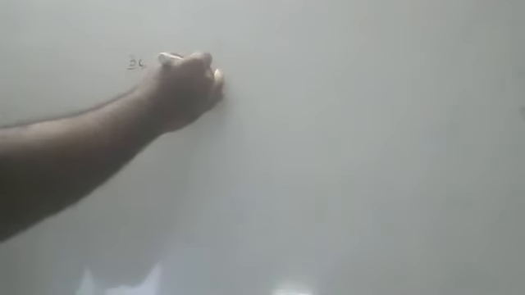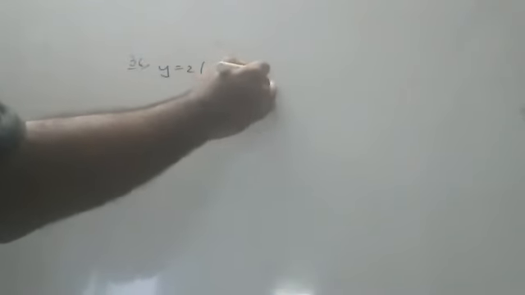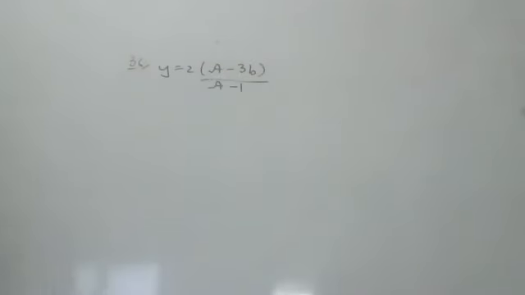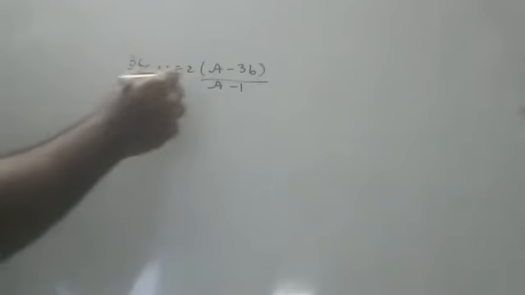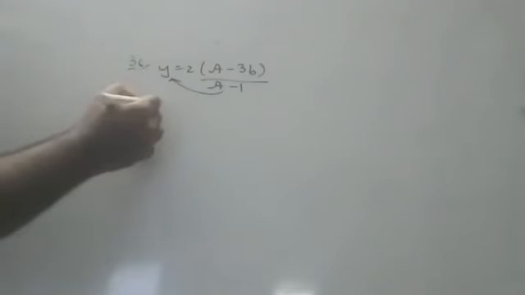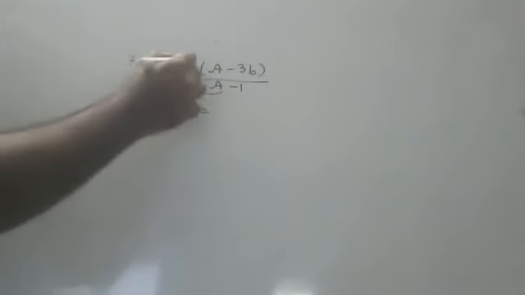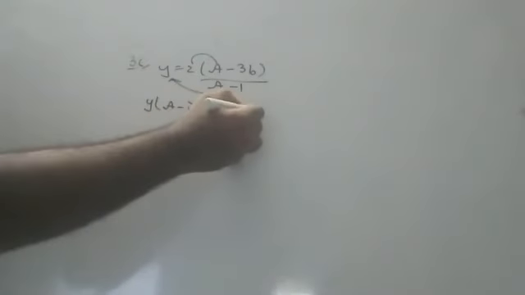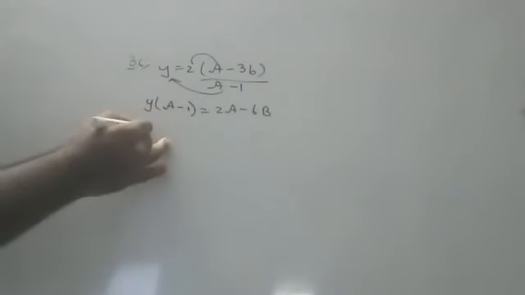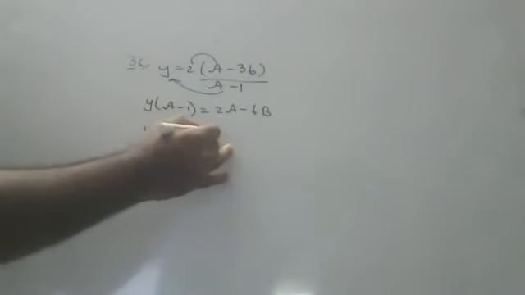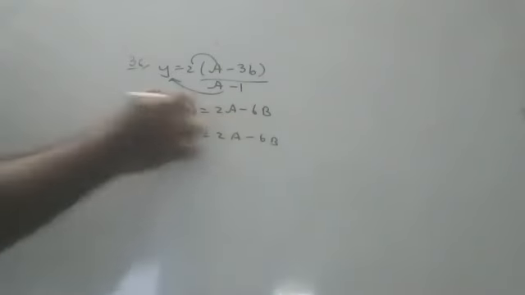Y is equal to 2 into a minus 3b by a minus 1. I want a as the subject. If I want a as the subject, I should bring all a's onto one side. First, you bring this here. Y into a minus 1 is equal to this into this, how much? 2a minus 6b. Okay, children. Now ya minus y is equal to 2a minus 6b. I multiply this with this.